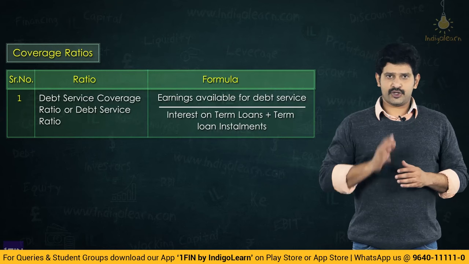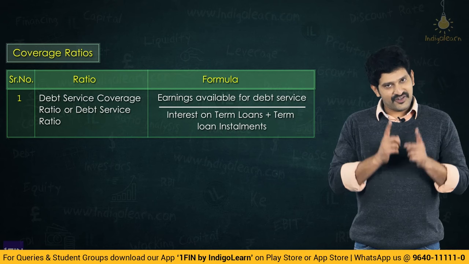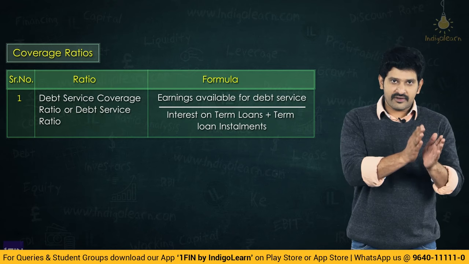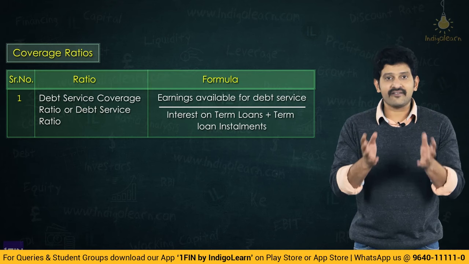Now, when we take a debt, what do we do? We have to repay it. How? Interest plus installment. Therefore, interest plus installment is our obligation to pay. Now, to pay this, what is the fund or the earnings available to pay this debt? How do we know? Very simple.